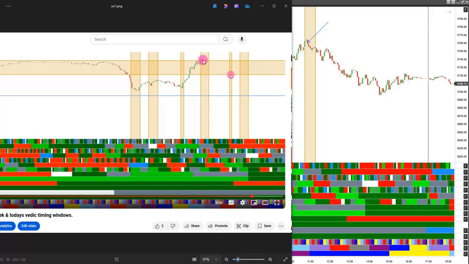So we had a great short entry right there, and you can see on the actual chart on the right, as time progressed, I drew the arrow here on the trigger point, and we went forward and had about a 60-point move down from that point. So the timing windows, again, very effectively got us the low of the day and then the high of the day.